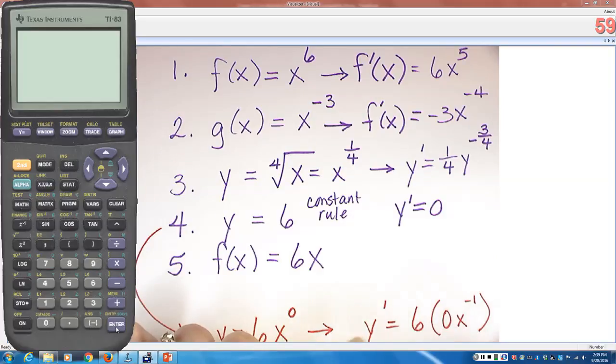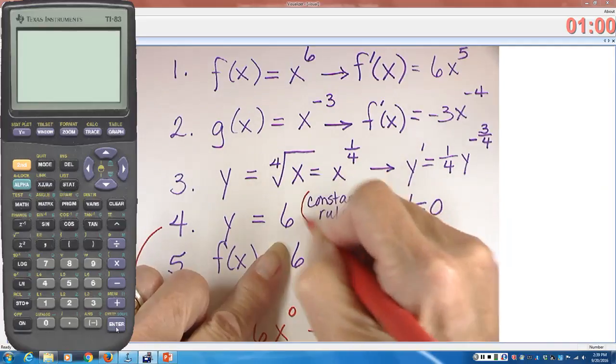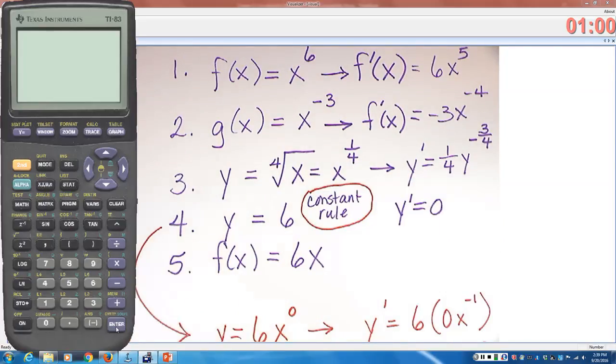Because this is going to be 6 times 0 is 0 times x to the -1. And it doesn't matter that x is to the -1. 0 trumps it. 0 gets rid of everything. So y prime is still 0. Okay? So it will follow the power rule, but it's easier to remember the derivative of any constant, anytime there's no variable, but anytime you have just a constant, its derivative is 0. It goes away. It's nothing.